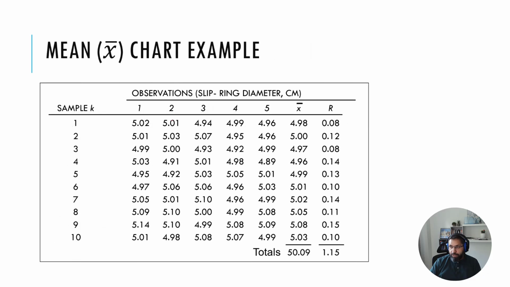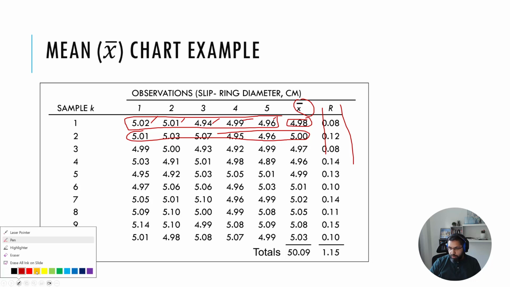So let's do that. For each sample, I calculate X bar. I already have my R calculated, so now I calculate X bar. X bar is the average of these 5 values. How do you find the average? Add these 5 numbers up and divide by 5, the sample size. So all these 5 numbers added up, divided by 5, you get 4.98. Add the next 5 numbers up. Oops, sorry, I made a mistake.